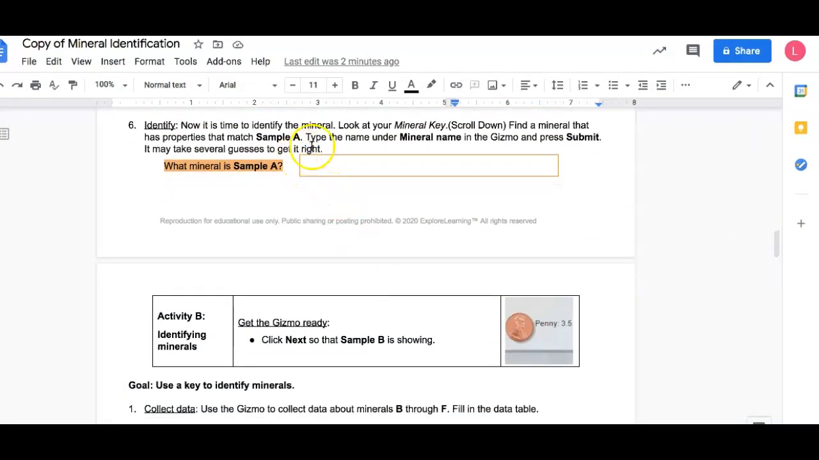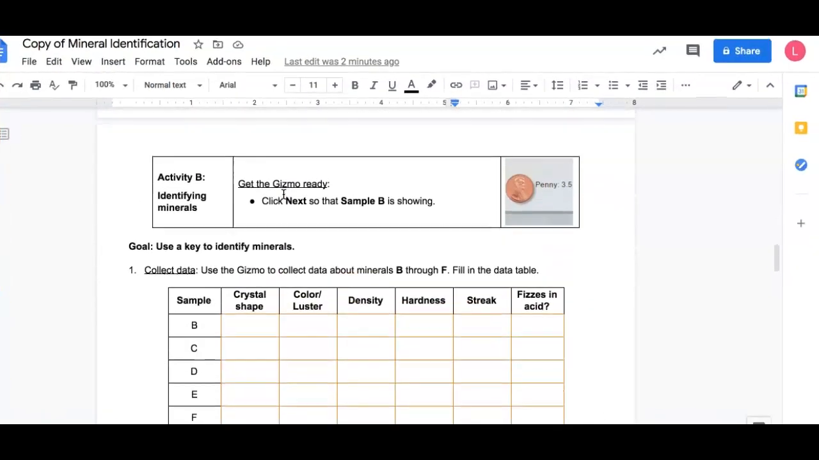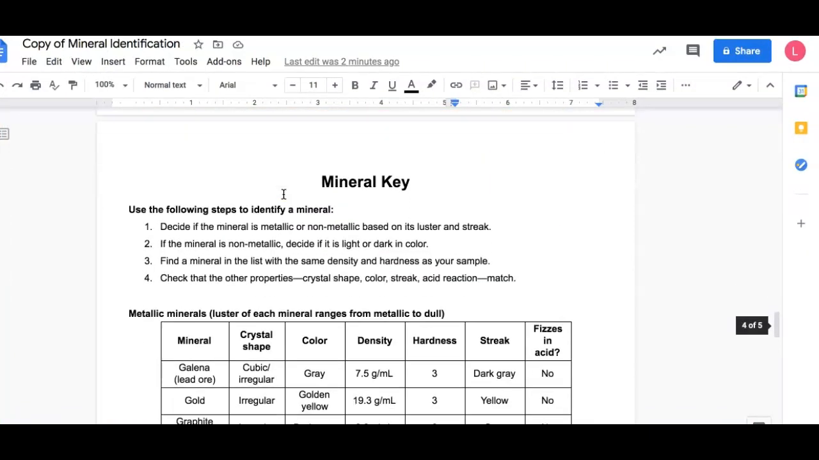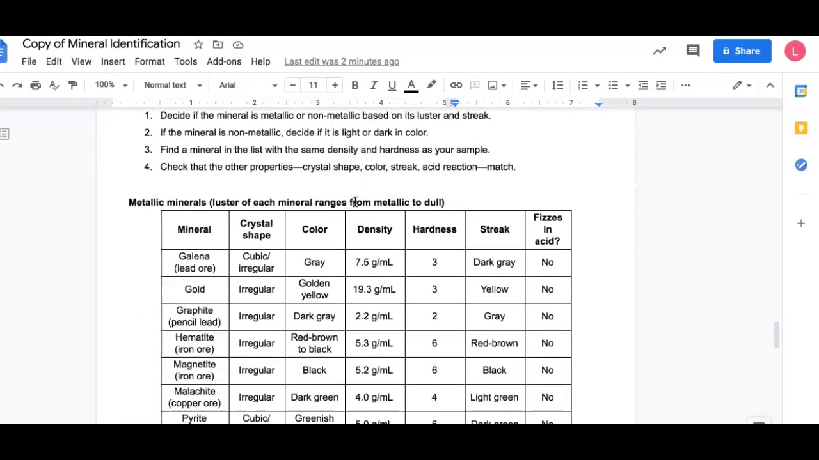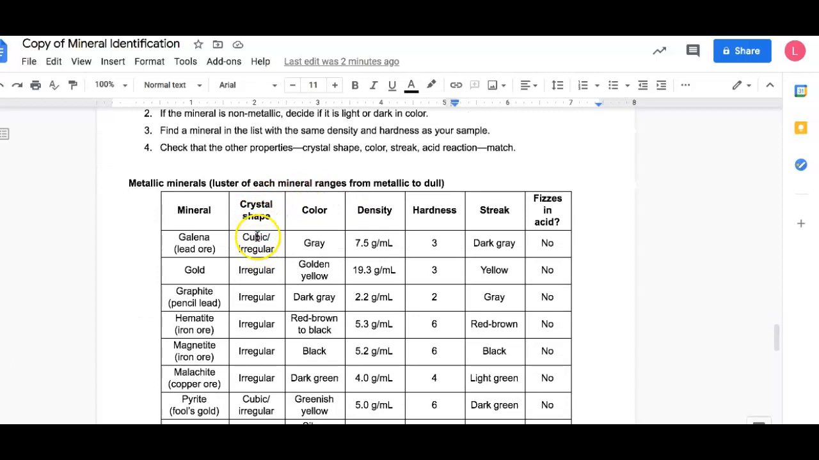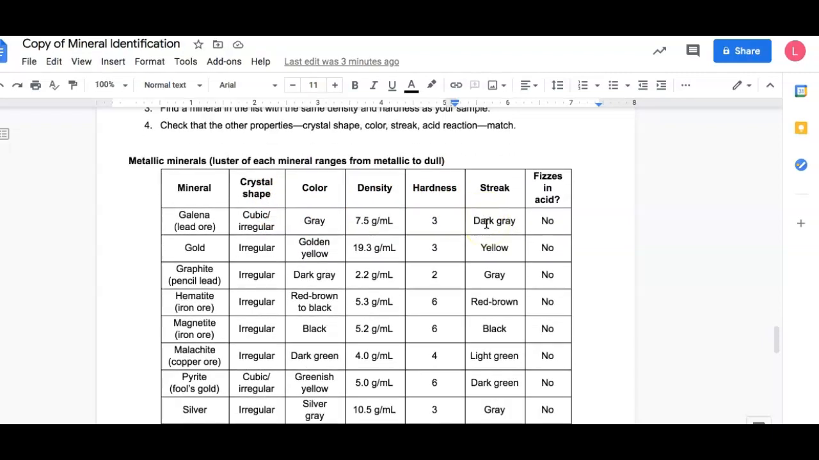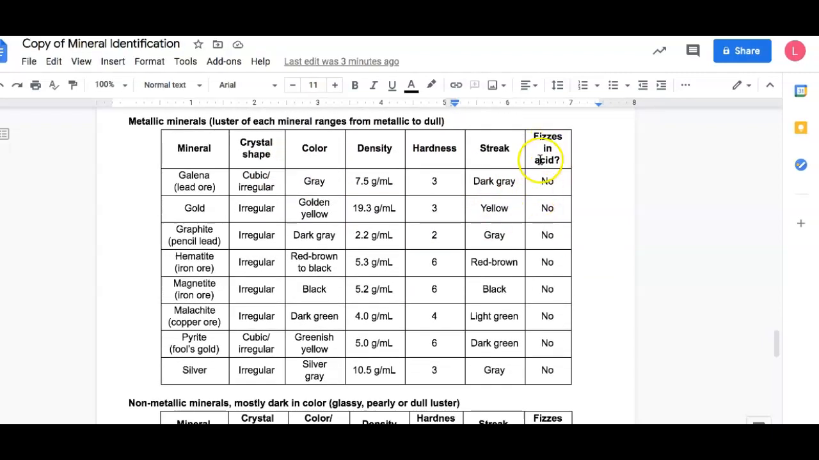And now identify. This is where we're going to go all the way to the bottom and use what we learned. All the way here, mineral key. We're going to look all the way here. What was its shape? What was its color? What was its density, its hardness, its streak? And then did it fizz in the acid? Based on that, we can figure out what mineral it was.